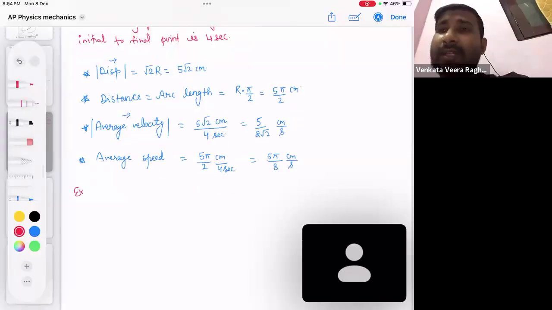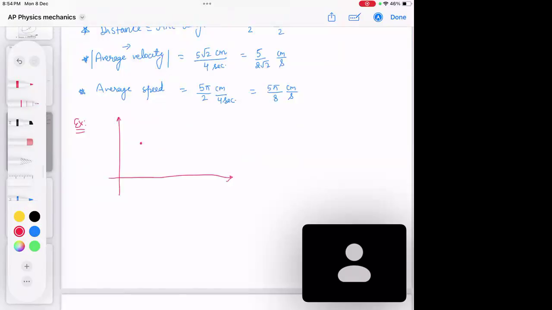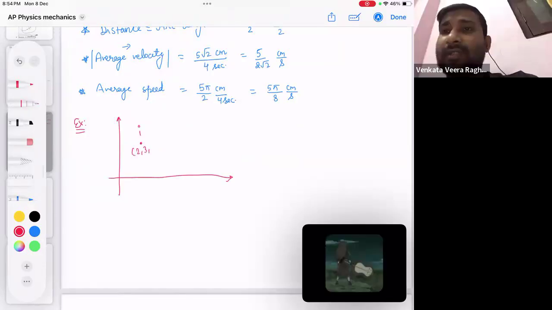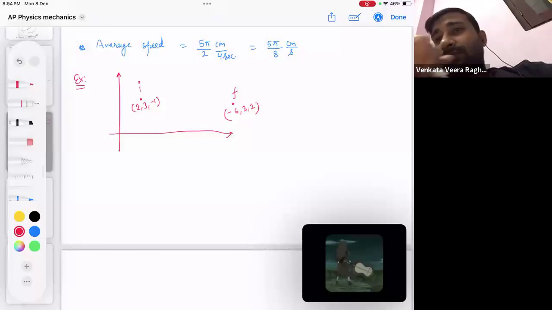Just before finishing, tell me a last question. Yeah, please tell me. Nothing, sir. Question given: the initial point of a particle is given as 2 comma 3 comma minus 1, and finally the particle goes to minus 6 comma 3 comma 2. Can you find the displacement of the particle? Yes, sir.